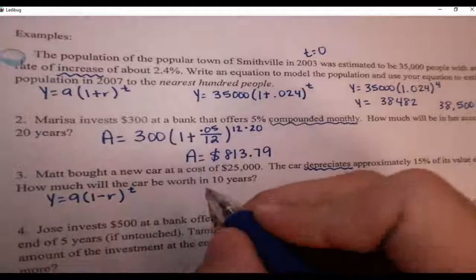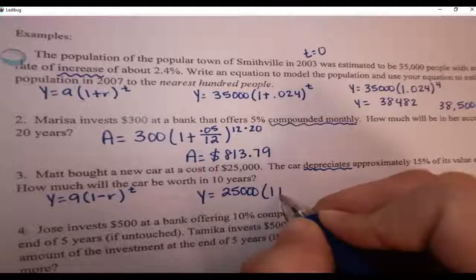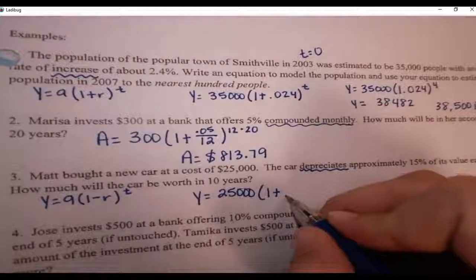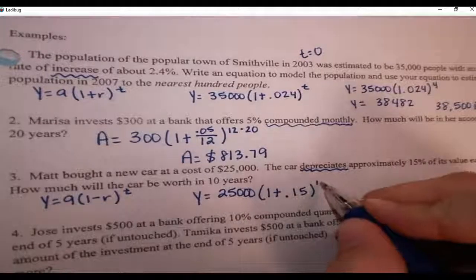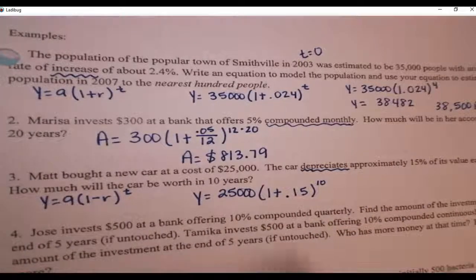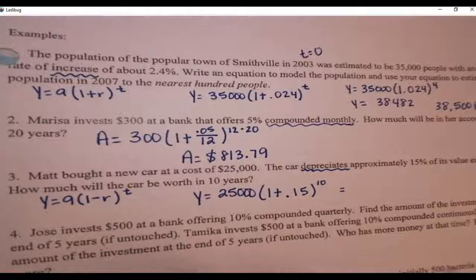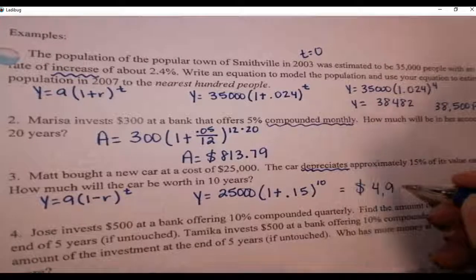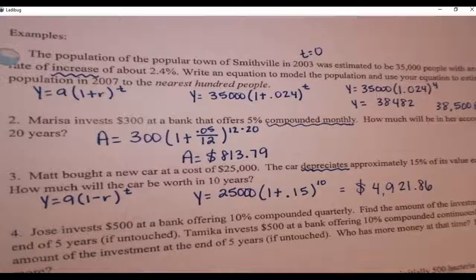So what is the starting cost of the car? Good, $25,000. What's it depreciating as a decimal? Good, 0.15. And how long is he going to have it? 10 years. Good. So what'd you get? Good. Good. $4,921.86. Good.